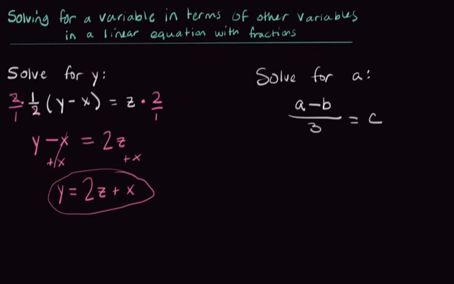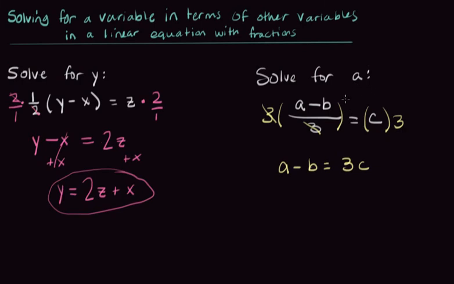Okay, let's take a look at one more. In this one it says to solve for a, and we have a minus b divided by 3 is equal to c. So this is a fraction, but remember that fractions just mean division. If we want to get rid of division, we can use multiplication. In this case we have divided by 3, so we can multiply both sides by 3 to get rid of that. Now we have 3/3, so that's just 1, and we don't need to write it. So we'll get a minus b equals c times 3, which is 3c.